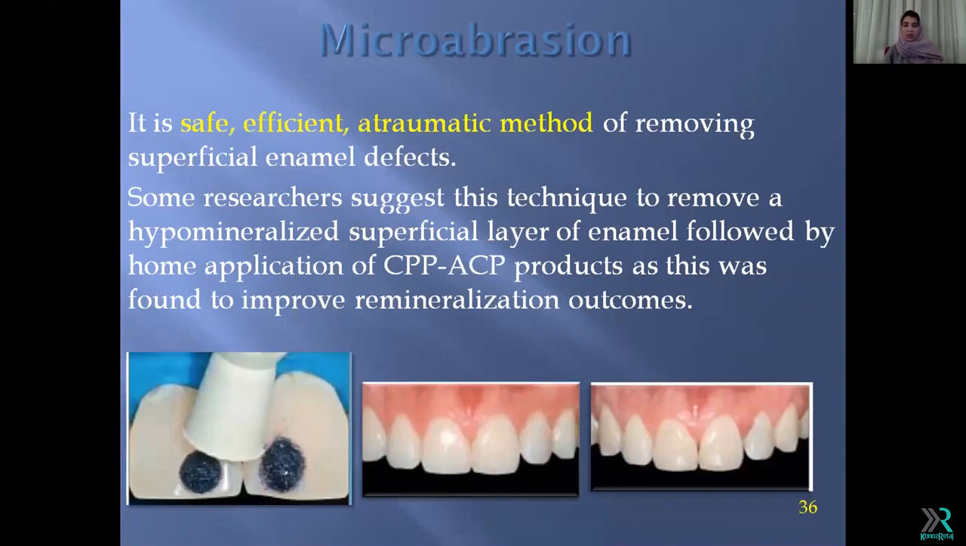Some research suggests this technique to remove the hypomineralized superficial enamel layer, followed by application of casein phosphopeptide amorphous calcium phosphate to improve remineralization and minimize the sensitivity.